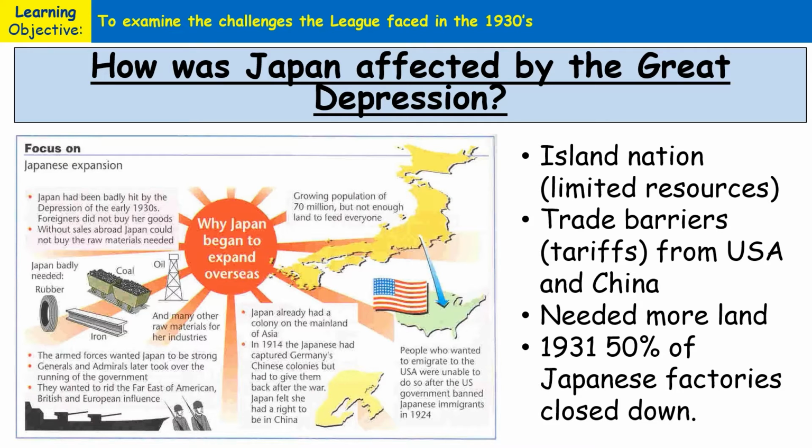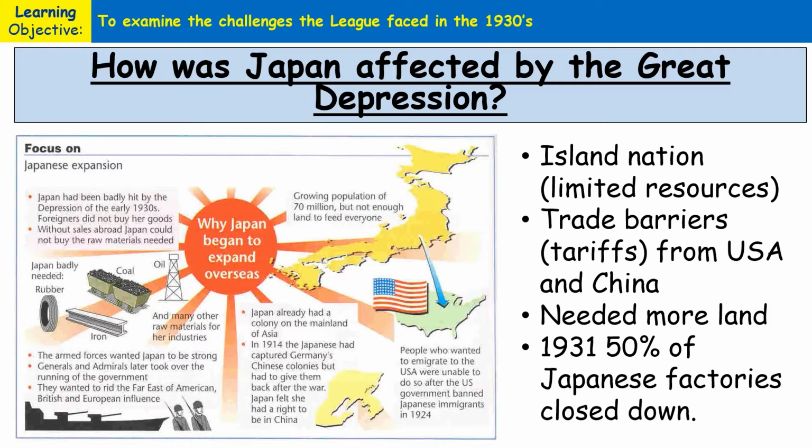Now, the armed forces in Japan had become increasingly strong in the late 1920s and early 1930s, and even though Japan was a democracy, the military pretty much ran the government, and they wanted to get rid of any influence from America or the British and French empires in Europe. They wanted Japan to have sole control over countries in East Asia. Japan also had a growing population of 70 million people, but it didn't have enough land to feed everyone. So it was looking to expand.